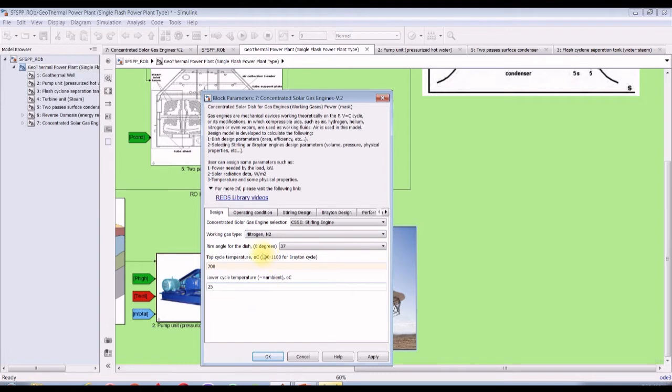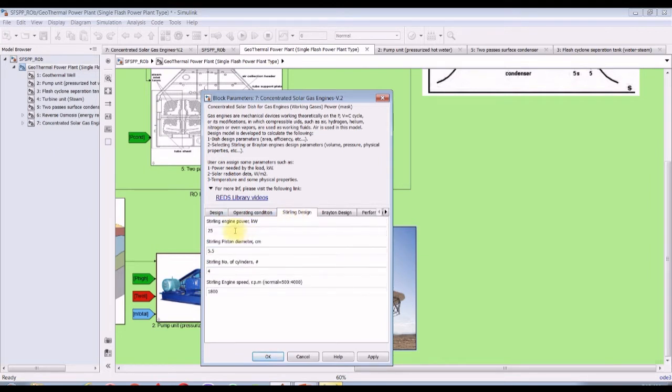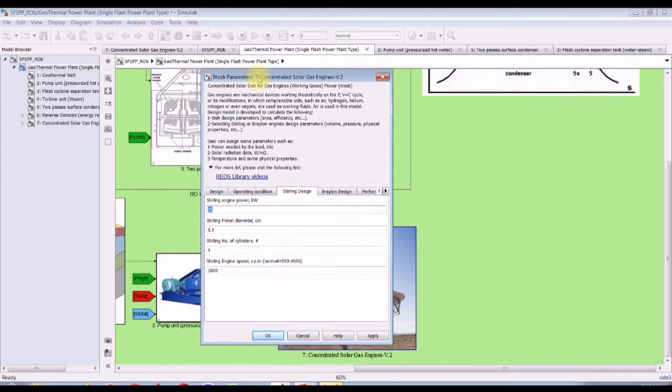Rim angle, I think it's 37. It's quite good. Stirling engine, operating conditions. The power developed by one dish is around 25 to 30 kilowatts. And this design limits, I keep it. As for Brayton, we don't need to specify anything here because we are using the Stirling engine.